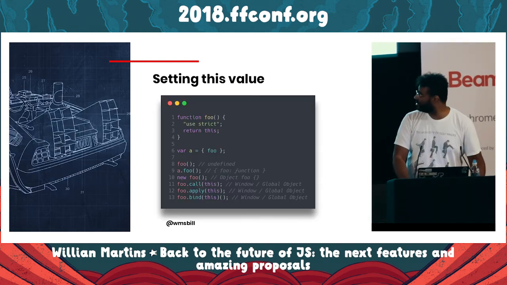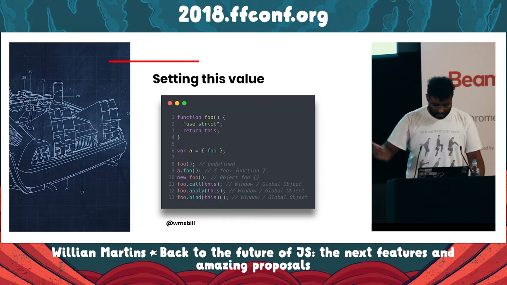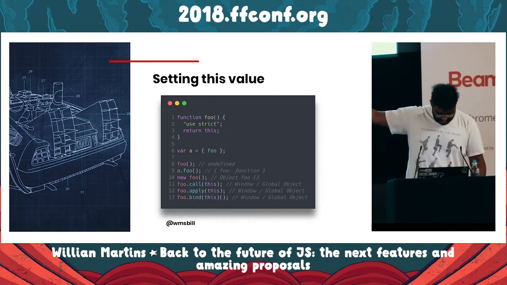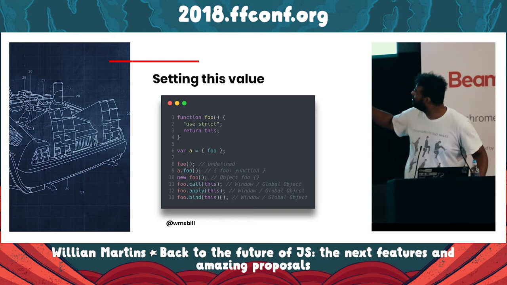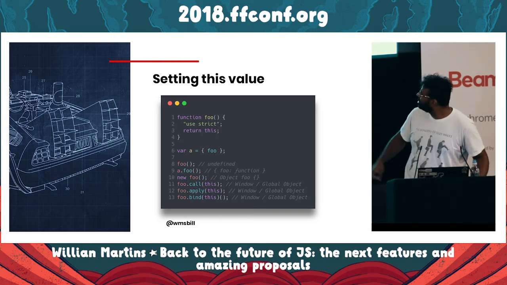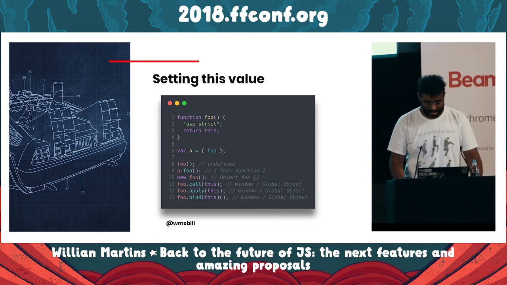So here's a little example. The first foo returns undefined. The second one returns the foo function as a member. The third one is object. The fourth one and so on. It's window because I'm binding the global object to the function.